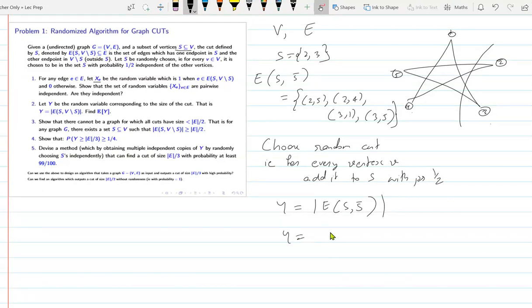So Y by definition is the summation over edges belonging to the edge set of x sub e. You agree? Y is the size of the cut. It is basically the count of the number of edges in the cut. x sub e is whether that particular edge e is in the cut or not. For every edge we have an indicator random variable x sub e, and you are summing all of them. Is this clear?